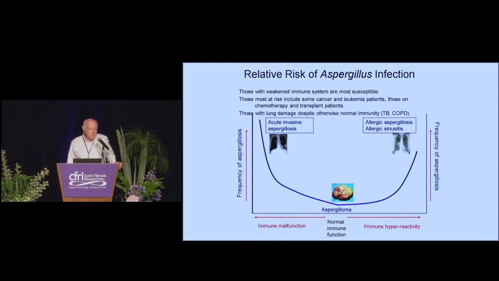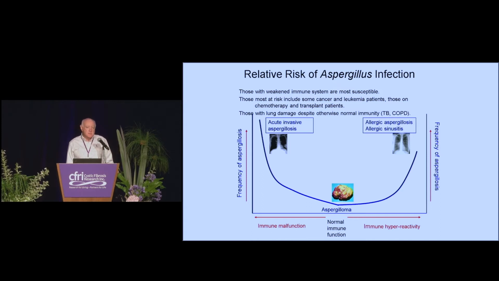So who's at risk for having trouble? Well, it's not just CF people. Aspergillus is one of the very few organisms that's able to cause both infections and also allergic disease, depending upon the immune status of the host, of the person. So as you see here, the frequency of infections with Aspergillus has a kind of U-shaped curve where you have very high frequency in people that are heavily immunosuppressed.